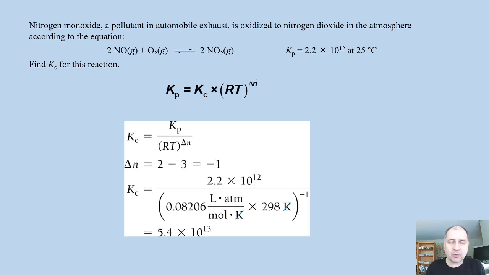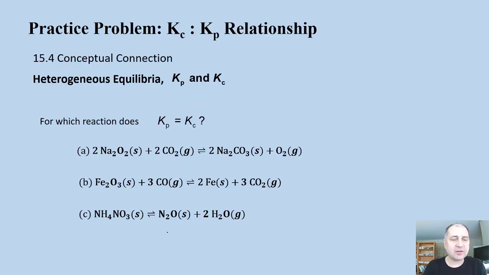Alright, I don't want to work a whole lot of problems here, just a conceptual question. For which reaction is Kp equal to Kc? All you're doing is looking at the number of moles on the reactant side and the product side, and of course only looking at gases. So for A here, that doesn't count. We have 2 moles here going to 1 mole. Again, that solid doesn't count. So Kc is not going to be equal to Kp because we have a -1 change in number of moles.